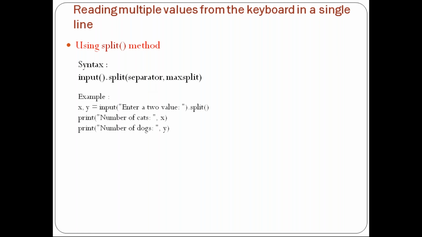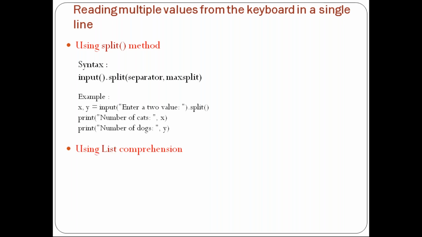Let us consider an example here. I would like to read two numbers. Let us say I need to read how many cats and how many dogs there were, and these two inputs will be separated by a space. Then two values will be given as input, and we will do the splitting based on the split method, so that we will get two string objects. The first string object will be assigned to x, and the second string object will be assigned to y.